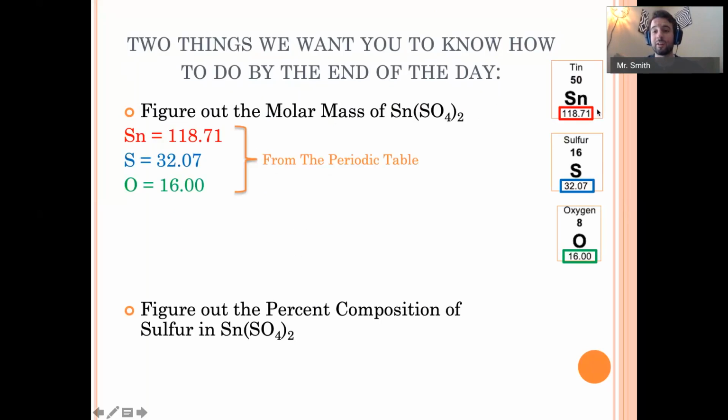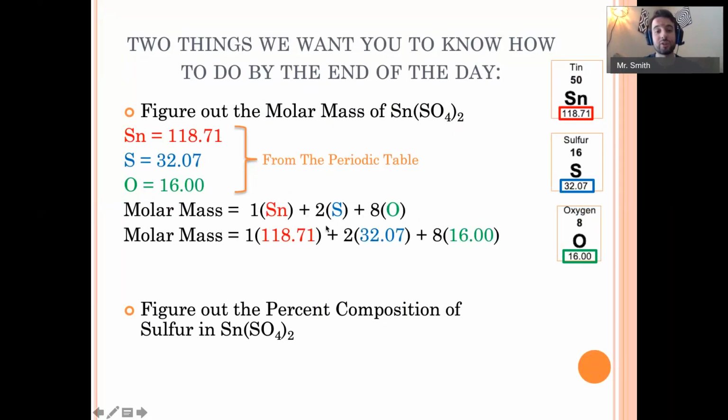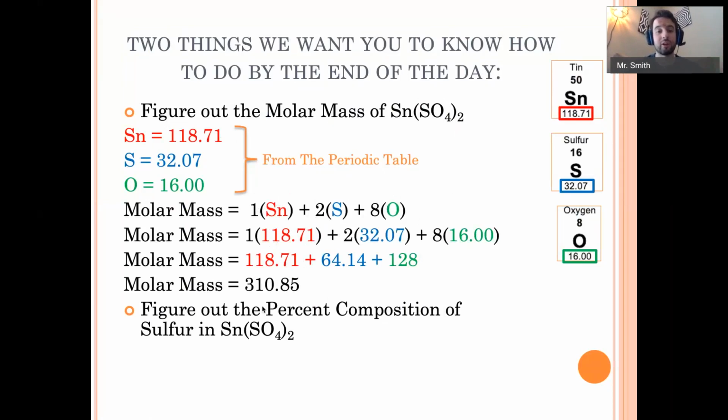See, look, here they are. These are like the little element cards for each element. And then what you're going to do is say, okay, the molar mass says I have 1 of my Sns, I've got 2 of my sulfurs, and 8 of my oxygens, again from that previous problem we worked on. So then we're just going to plug in the molar mass for each atom, which in this case is 118, 32, and 16, and then treat it like a math problem and solve it. And we end up getting 310.85. So that would be the answer. That's how we figure out the molar mass.